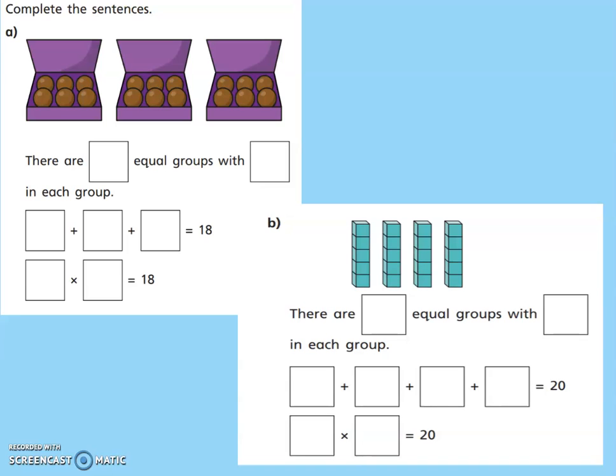First, I'd like you to have a go at trying these in your maths books. So you need to look at the picture, and I want you to write me a sentence that describes the pictures. There are how many equal groups with how many chocolates, and then I want you to write me a repeated addition and a multiplication calculation, making sure that you have one number in each square. Pause the video now to try this.